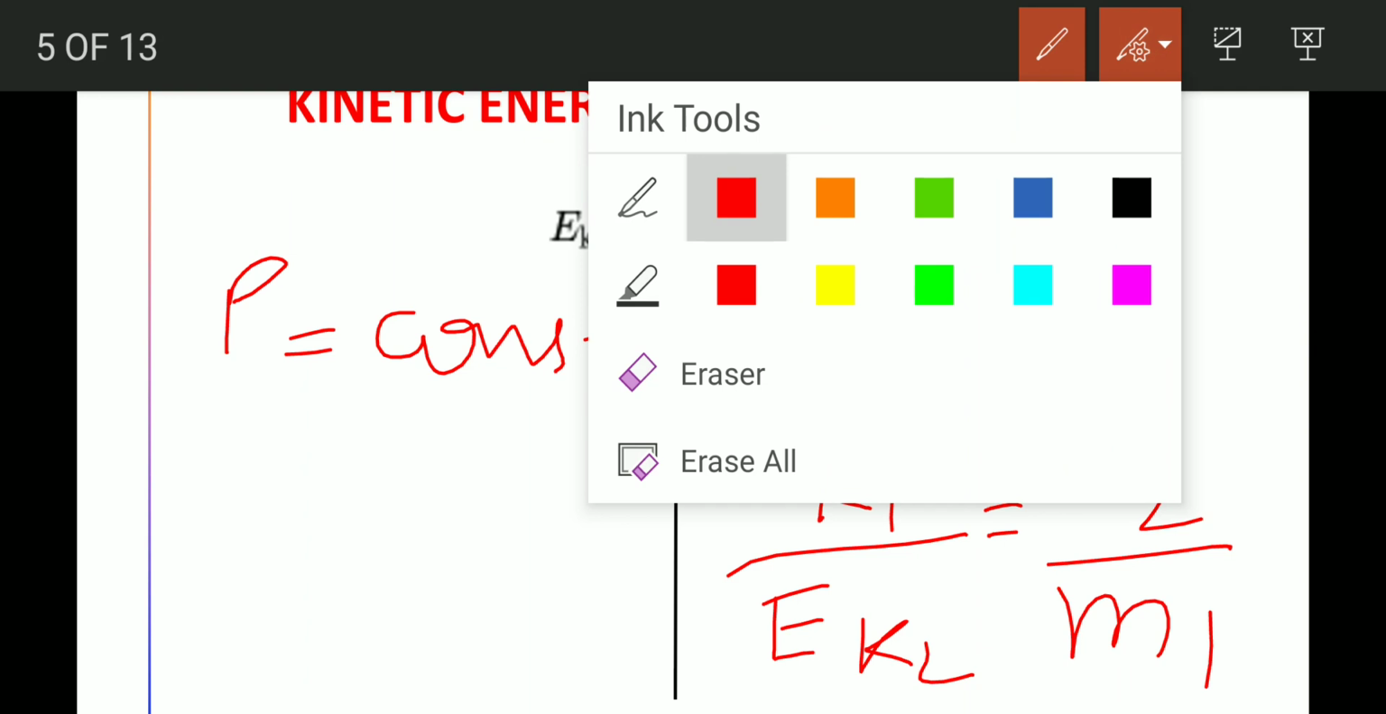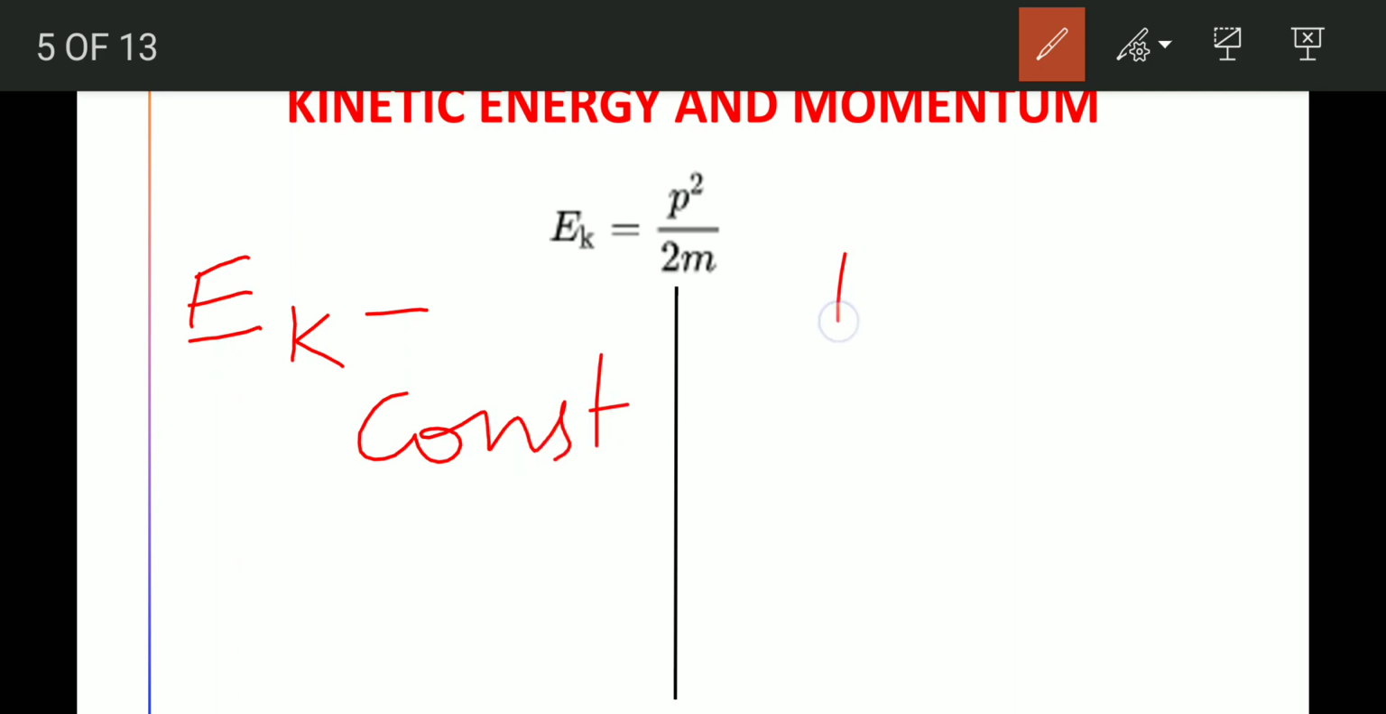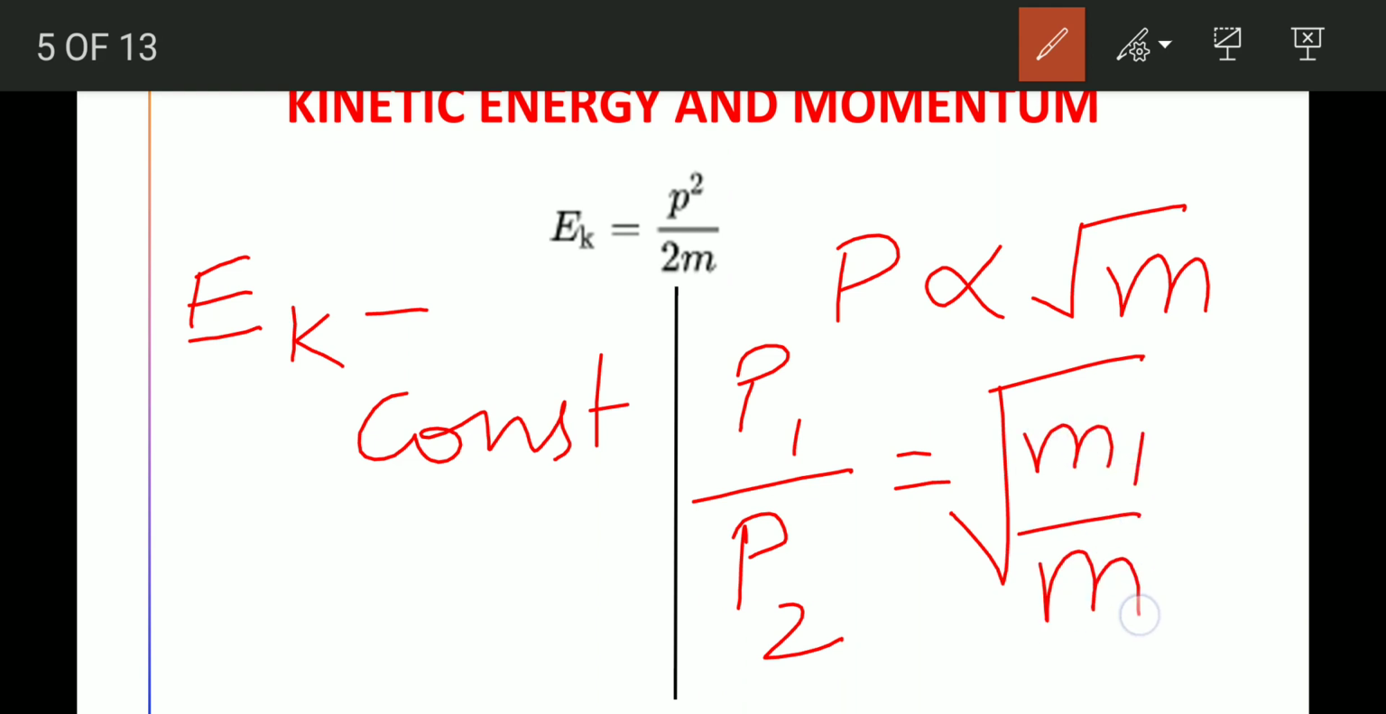On the other hand, if I assume that for a body the kinetic energy is constant, then momentum is directly proportional to root m, and hence momentum of two bodies will be expressed in this way.